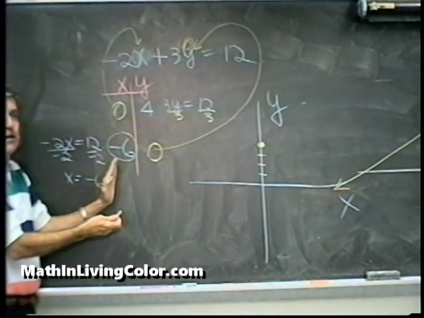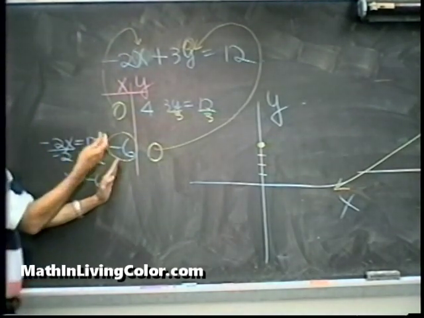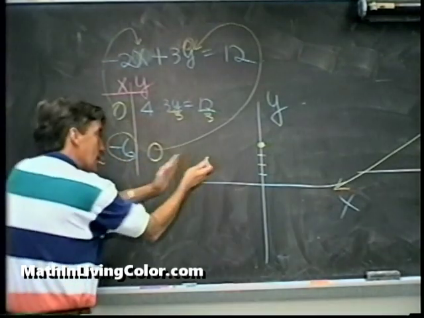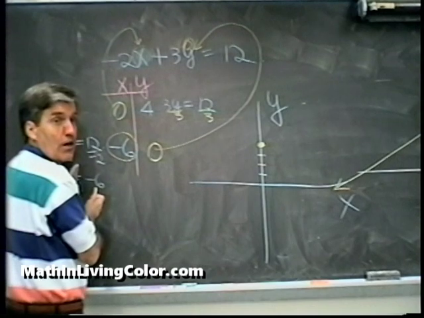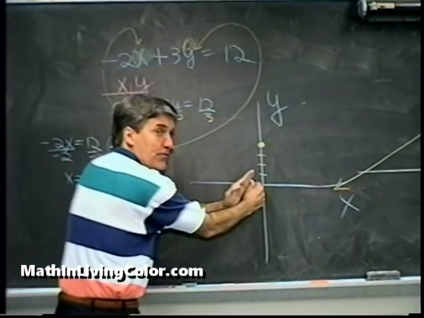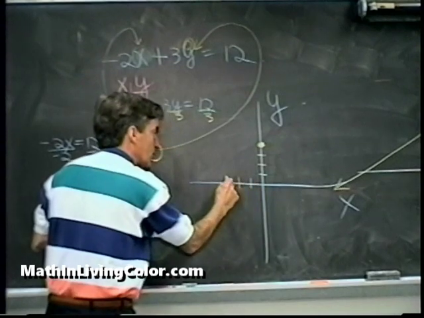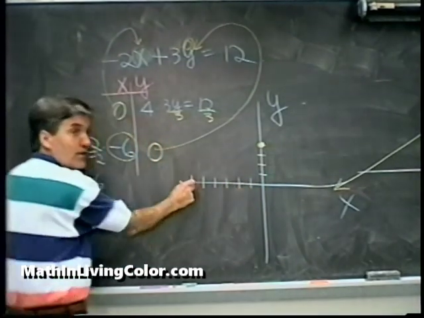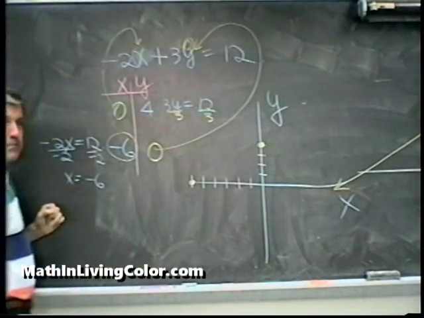Yes. It means x is negative 6. So where are we going to go with negative 6? To the left, 6, on the X line. On the X line, negative 6. To the left on the X line, 1, 2, 3, 4, 5, 6. Okay? Like that. Any questions on that?